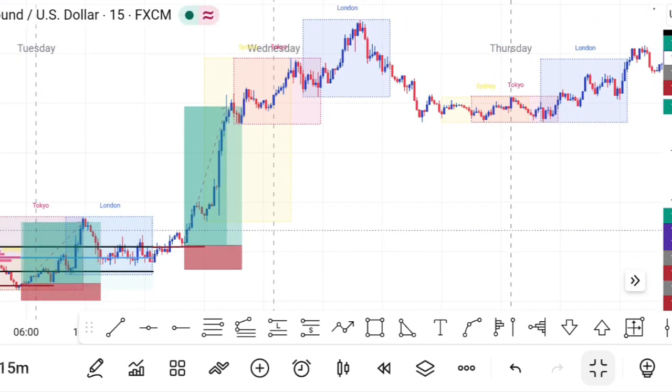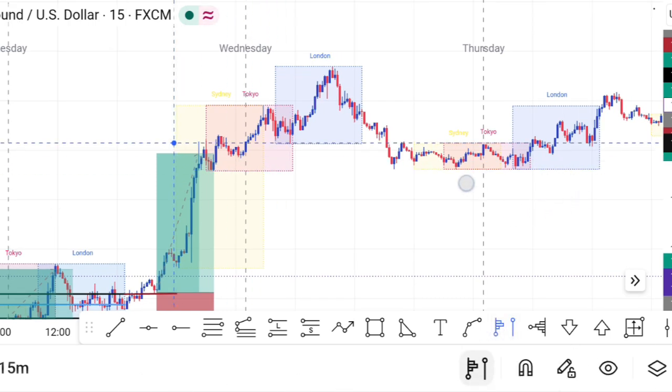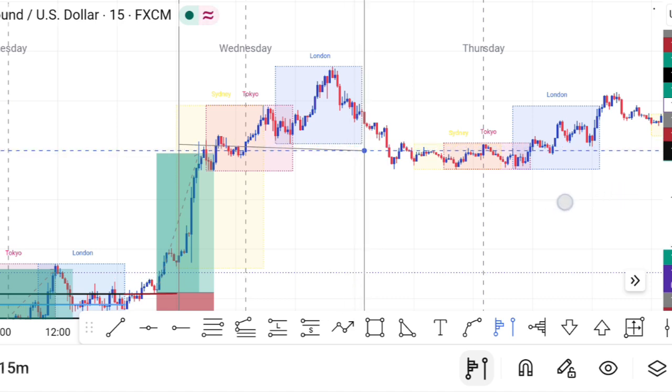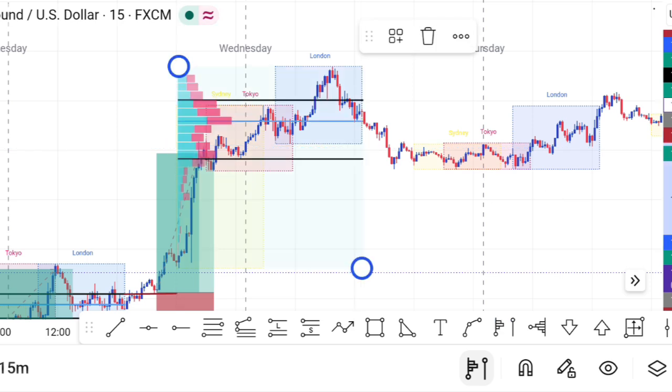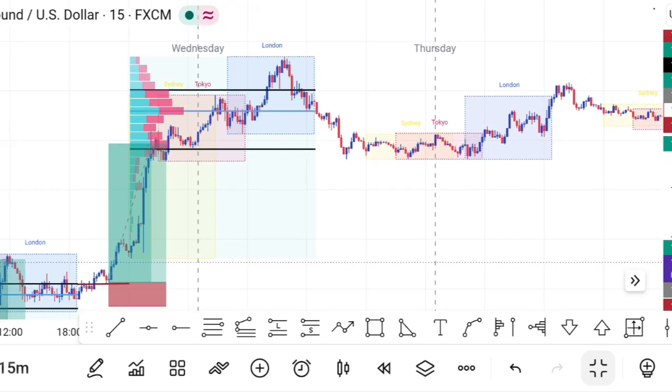The following day, it was on Wednesday. I came back here on Wednesday. I put my volume profile. I marked my Asian and London session. I got my 2 zones.